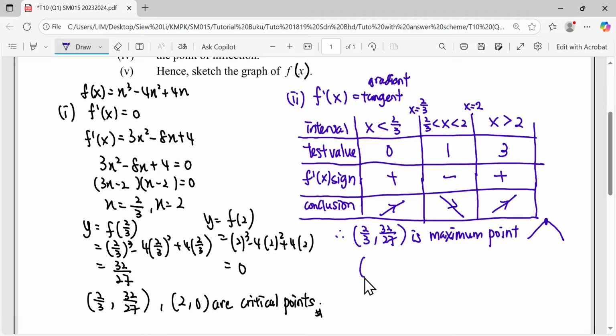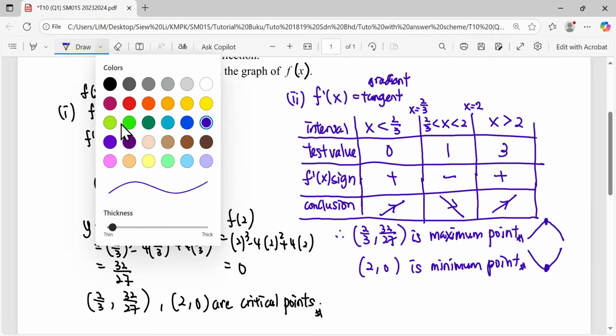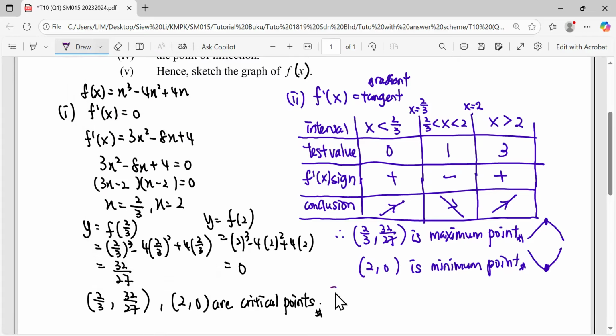And for another point, 2, 0, we can see that before 2, 0 it is going down and after 2, 0 it is going up. This is the case of a minimum point. As you can see, the tangent goes down, passes through the critical point, then the tangent goes up again. So this is a minimum point. After the test, we can classify it. Then we continue to the third part.